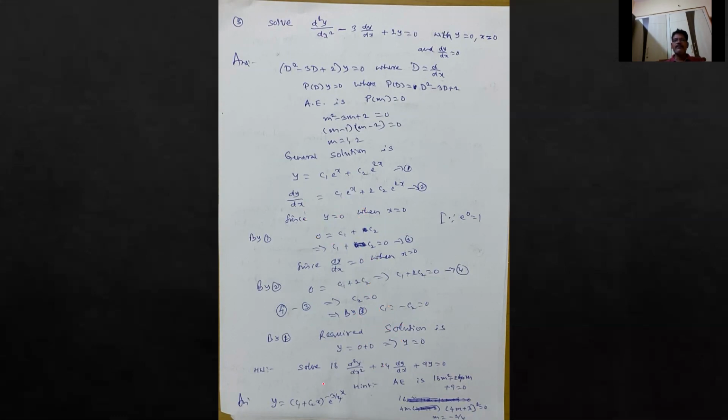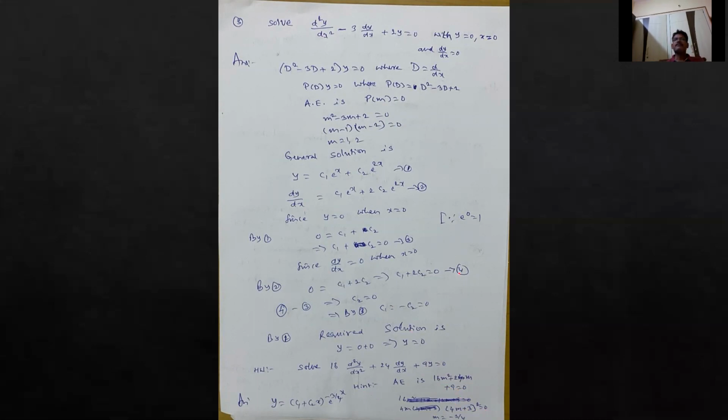So similarly, we can do this problem: 16 d square y by dx square plus 24 dy by dx plus 9y equals 0. What is the auxiliary equation here? 16m square plus 24m plus 9 equals 0. This is like a square plus 2ab plus b square. This can be written as 4m plus 3 whole square. We get m equals minus 3 by 4, minus 3 by 4, twice repeated.